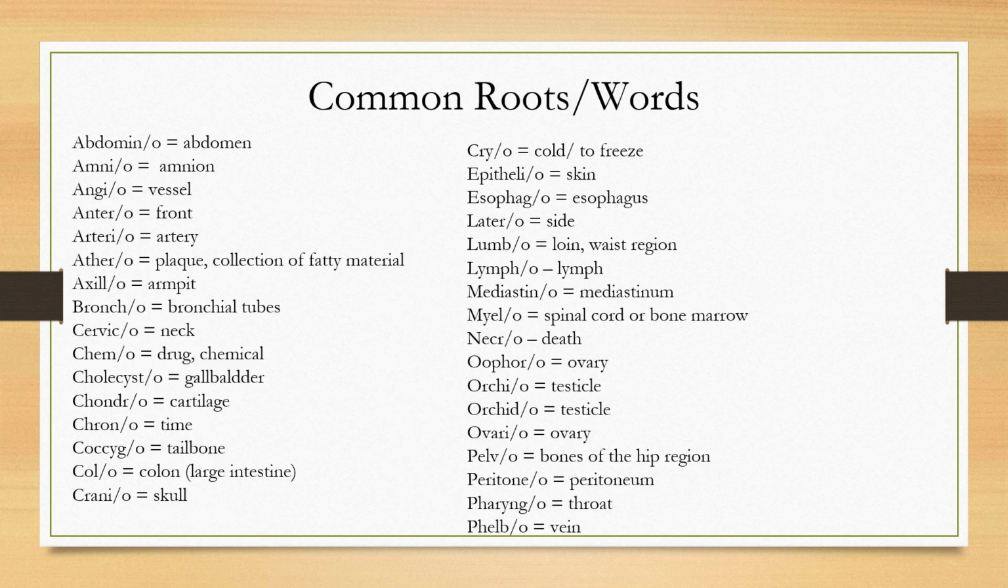So, going a little further, you have abdomino. This talks about your abdomen. Amnio, so this refers to an amnion, or the sac around the child, if you're pregnant. Angio talks about vessels, so this isn't just veins, it could be arteries as well. Antero is the front. Arterio talks specifically about arteries. Arthero, this actually talks about plaque formation, or a collection of fatty material. So we'll talk about atherosclerosis when we get to cardiology, and it's pretty interesting how that happens.